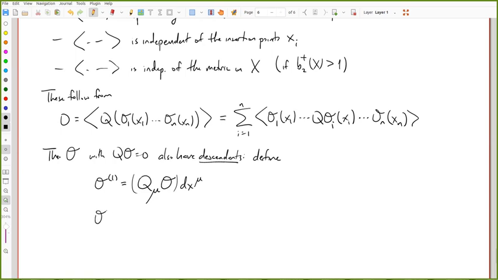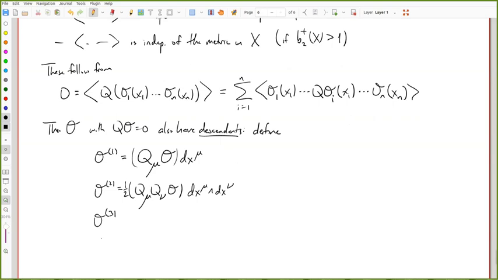And then similarly, I'll define O2 as Q nu Q mu O dx mu wedge dx nu, and maybe I should put a half here. Etc. So similarly, I could define O3, a 3-form, and O4, a 4-form. I guess I could keep going, but all the rest would be 0 because I'm in 4 dimensions.